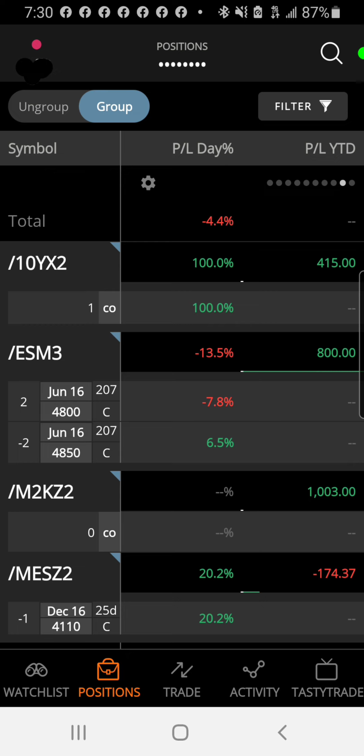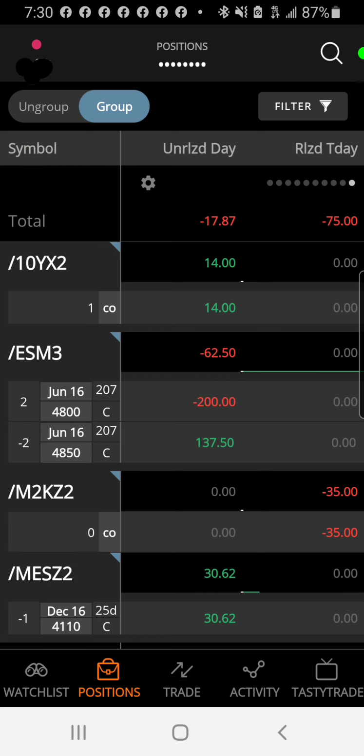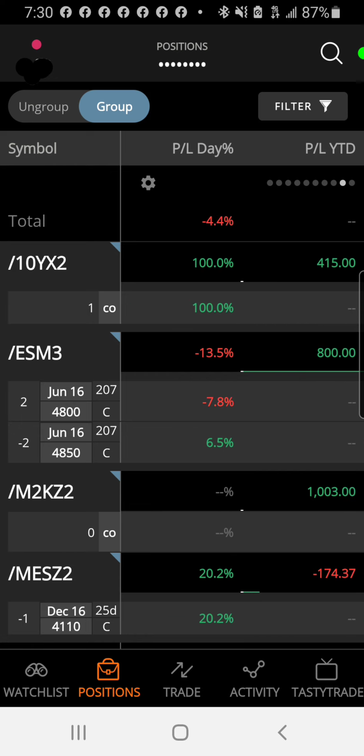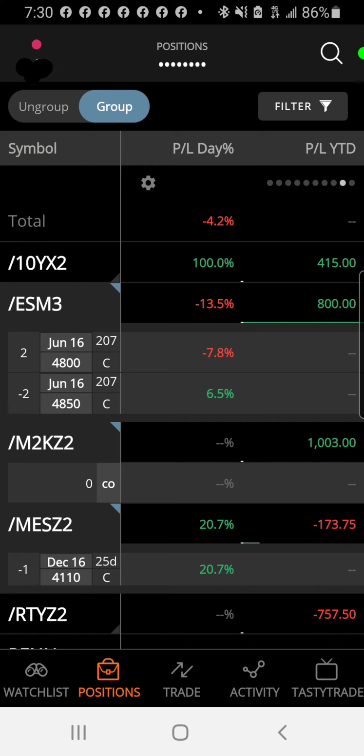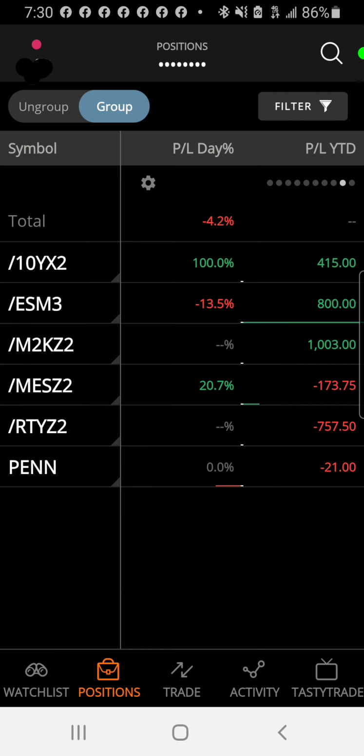So as you can see, my profit loss year to date is 415. I've been trading each expiry. This only shows the profit loss year to date for the November expiry, but I've been trading November and September. I was trading the other months before as well. So when you look at profit loss year to date, it's only going to show just a piece of the puzzle.